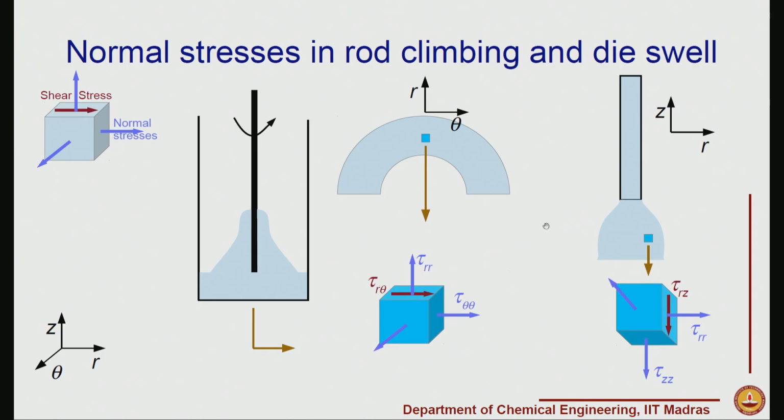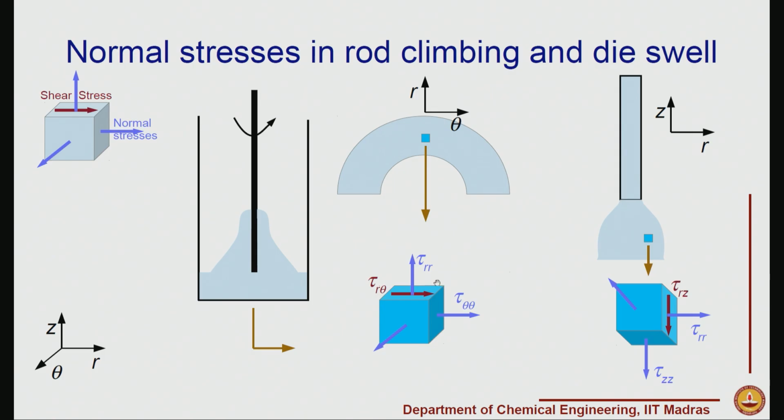And similarly, in this case also we have again the shear stress which is tau r z, and when we have the fluid flowing, whether it is Newtonian or non-Newtonian, because of shear this component will always be present, but because of the normal stress differences between tau r r and tau z z, we actually have the normal stress difference being present, and therefore, a tendency for fluid to dilate.